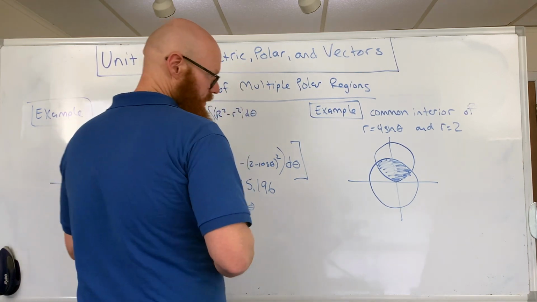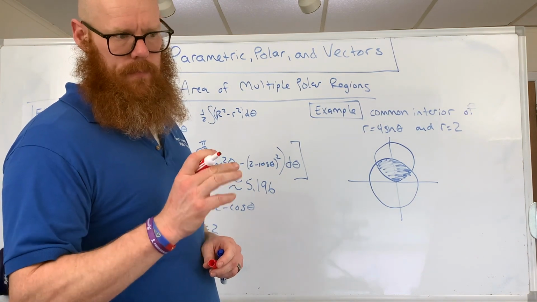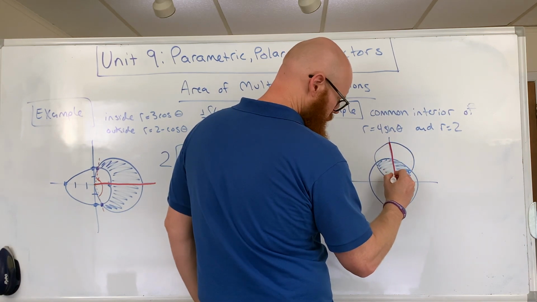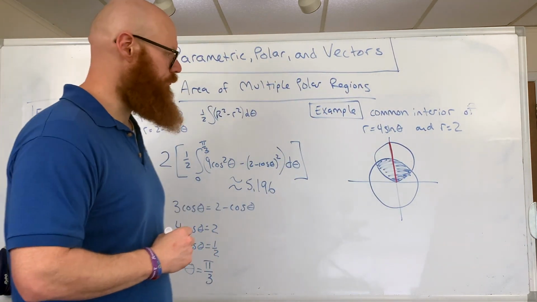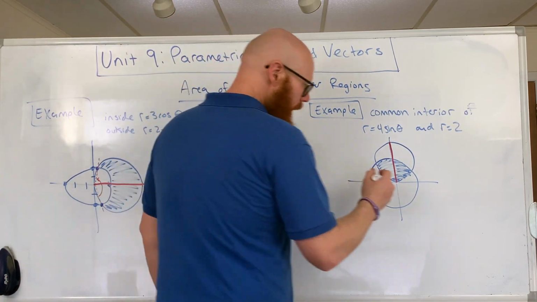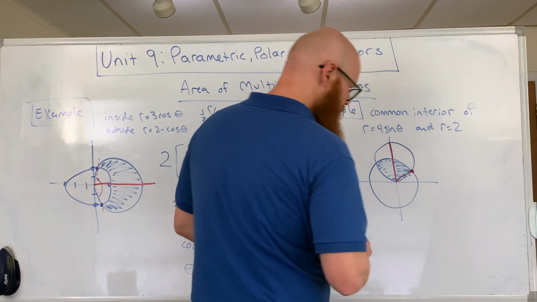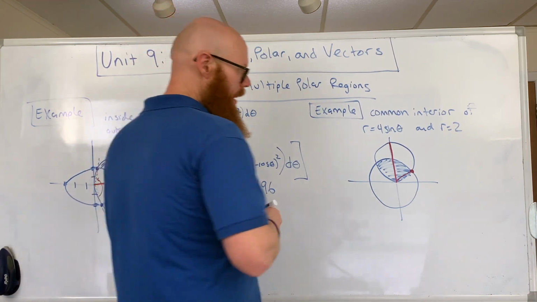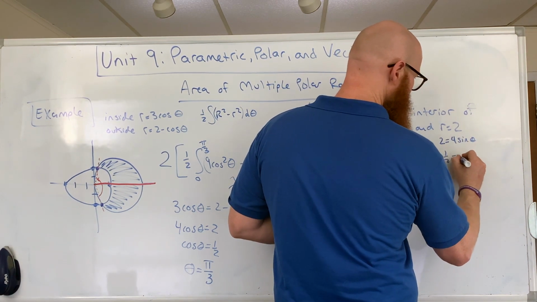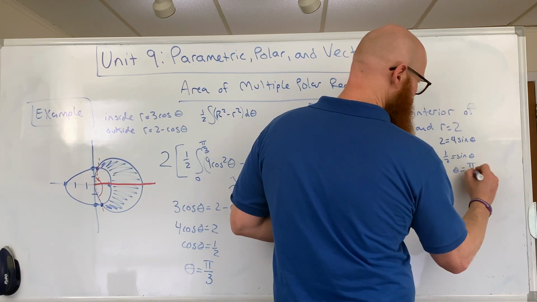The way we're going to look at this is, we are going to use symmetry for this one also. So first of all, let's just cut this here, and we're going to double our answer. So we're only going to find the area of this region over here. A key point is going to be whatever that intersection is, so let's just find that right away. For that one, we get 2 equals 4 sine theta, 1/2 equals sine theta, and that happens at pi over 6.